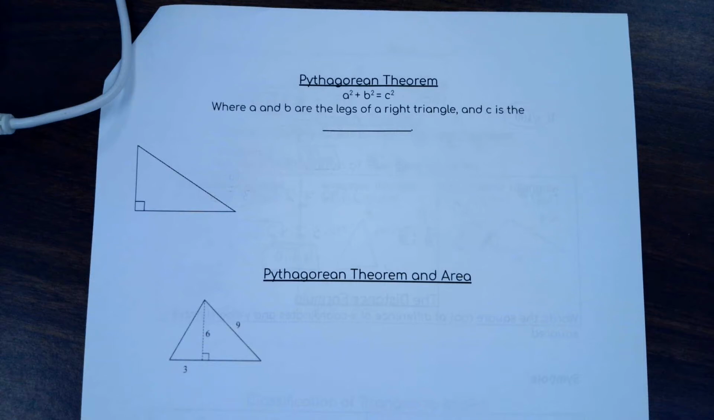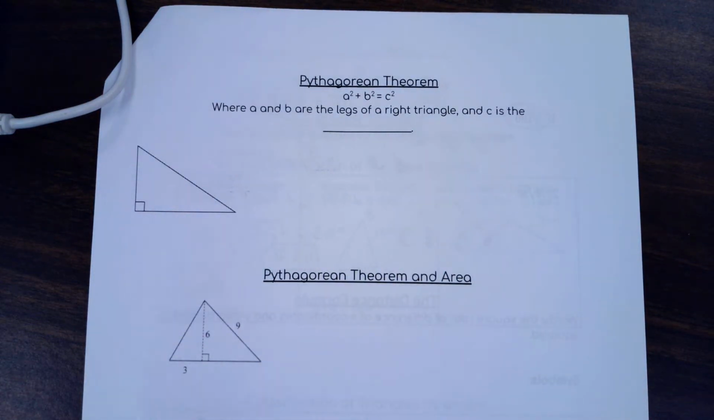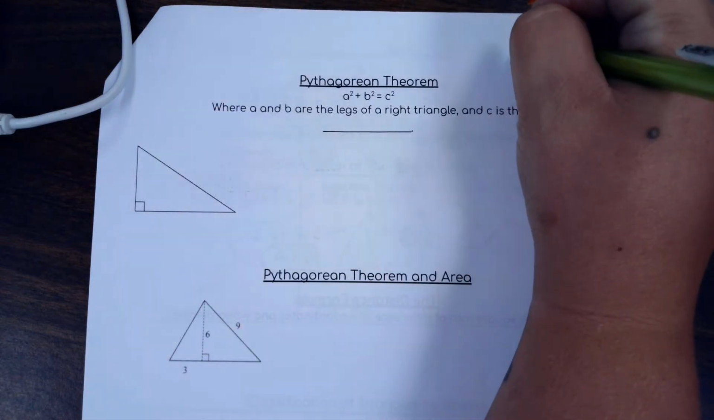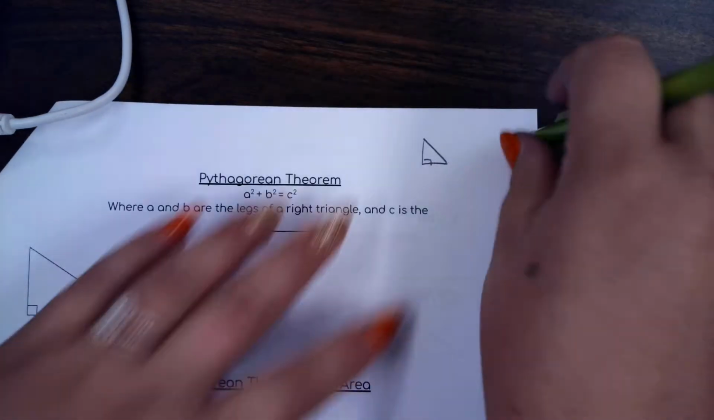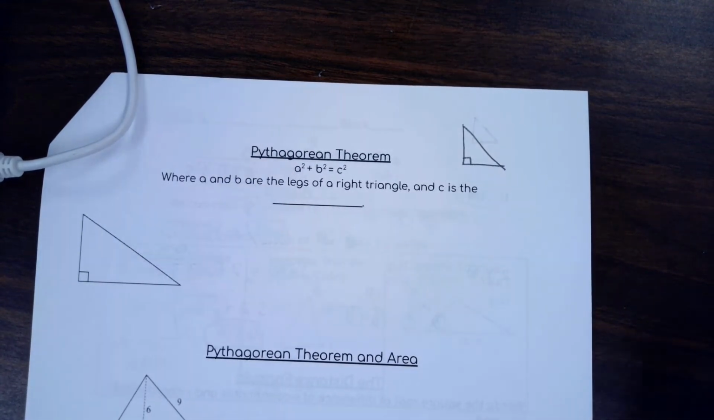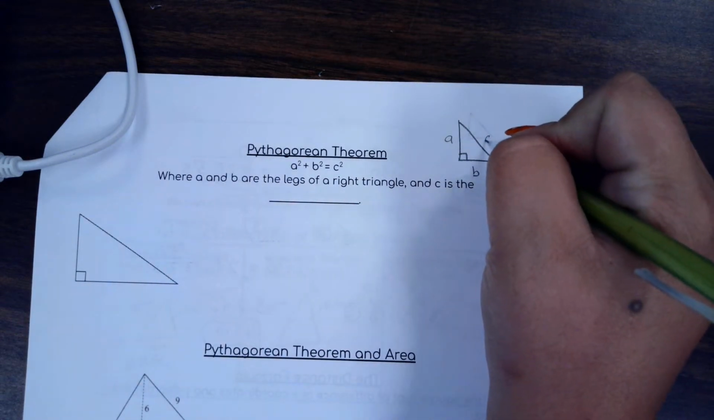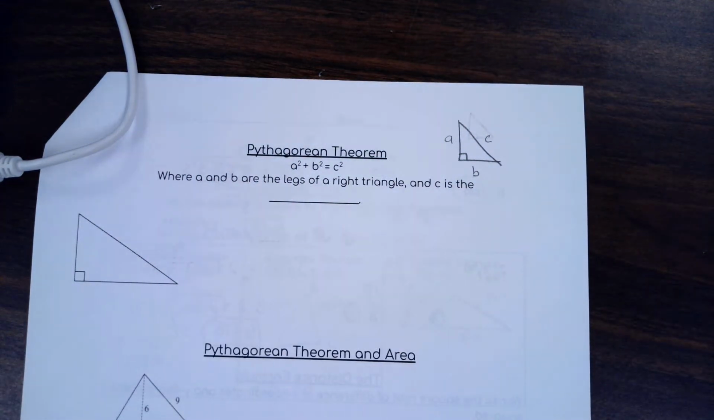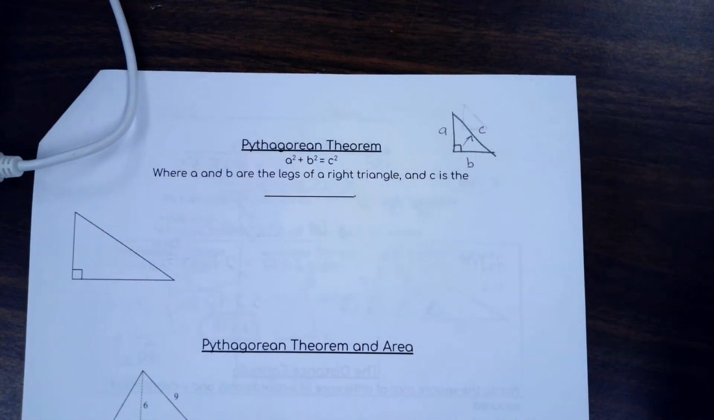Pythagorean Theorem says a squared plus b squared equals c squared. What that really means is, if we have a right triangle, let me make that bigger. If we have a right triangle, A and B represent the legs, and C represents the hypotenuse. The hypotenuse is the longest leg of your triangle. It's always across from or opposite of your right angle.